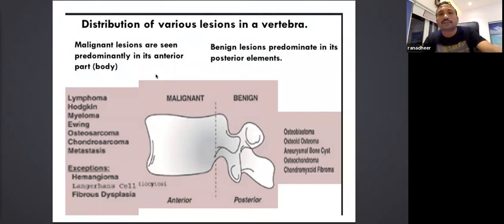See, this is what we learn: malignant lesions are seen predominantly in the anterior part of the body. It's not always true. Pedicle involvement is always metastasis. Too much anteriorly, you get degenerative. If the body is involved, the commonest are lymphoma, Hodgkin's lymphoma, myeloma, osteosarcoma, and metastasis. Among benign bone lesions: osteoblastoma, osteoid osteoma, ABCs, osteochondroma, and chondromyxoid fibroma. The exceptions where the body is involved are hemangioma, FD, and Langerhans cell histiocytosis.